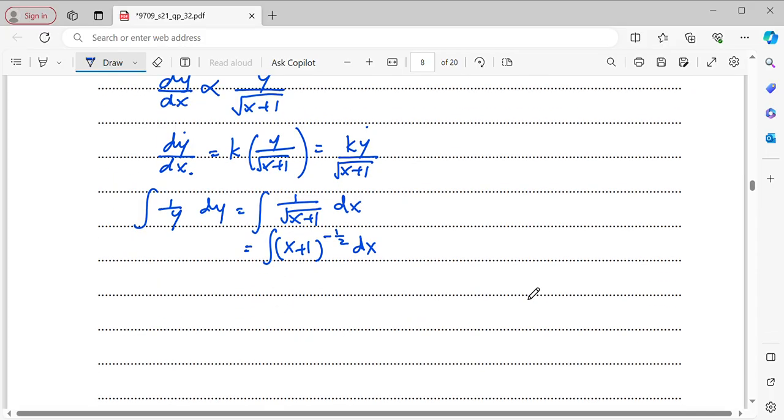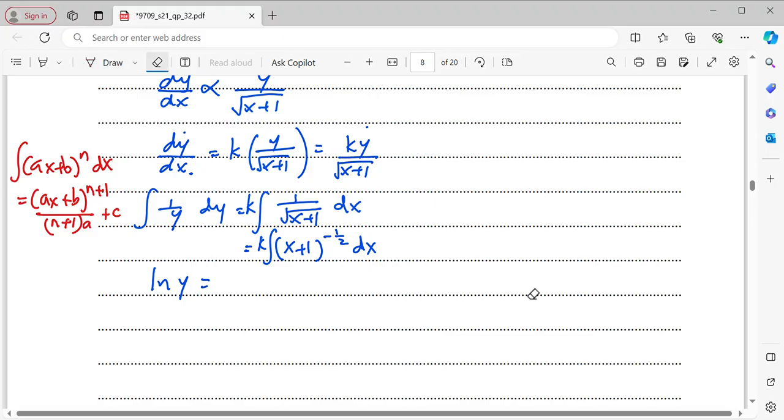For the left hand side, to integrate 1 over y, it will be ln, because differentiating y is 1. So I will just get ln y. For the right hand side, there's a k here, so leave out the k for now. I have to integrate using the integration of ax plus b to the power of n dx. Then the answer is ax plus b to the power of n plus 1 over n plus 1. And don't forget to differentiate ax plus b to get a. After that, plus c. So what we need to do here is just apply the formula, rewrite the function, the degree plus 1.